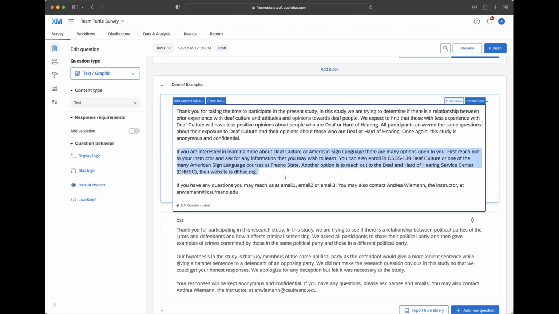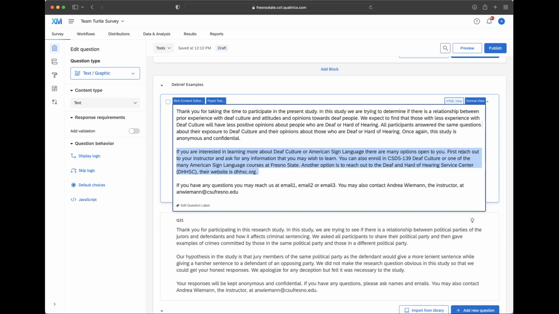Even though this isn't a real study, it's not IRB approved, I really like providing resources for people. I think it's a really good opportunity where, whatever the topic is, there's probably something you could share with them that they might find interesting. So here, this group said, if you're interested in learning more about deaf culture or American Sign Language, there are many options open to you.